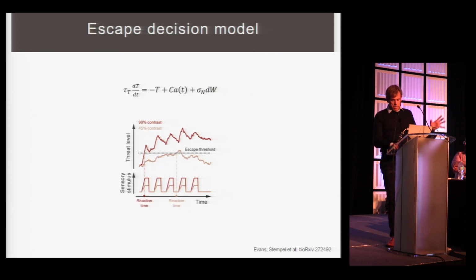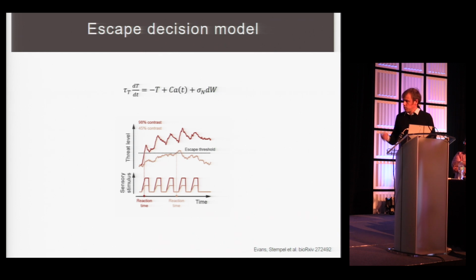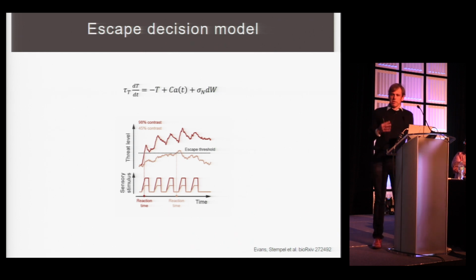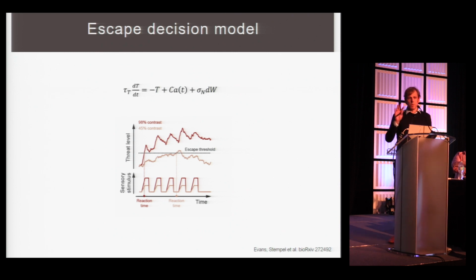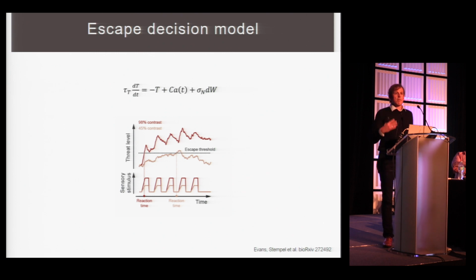Now, I'm sure there are many other models that will describe the data equally or even better. Mainly, we use it as a framework for thinking about escape decisions and to isolate two critical components. There's a component of integration of threat evidence and then a thresholding process. Now, can we find in the brain circuits and mechanisms that implement these two computations?